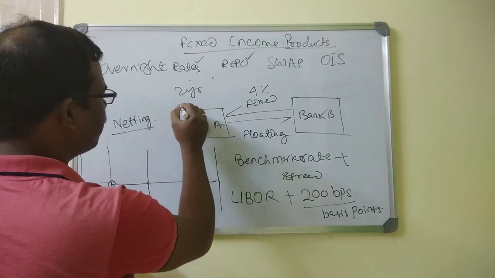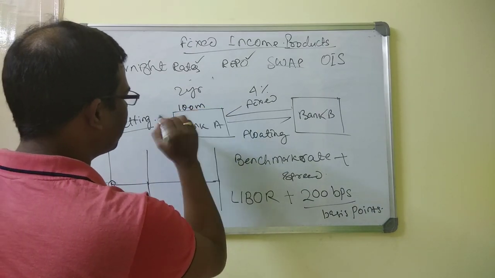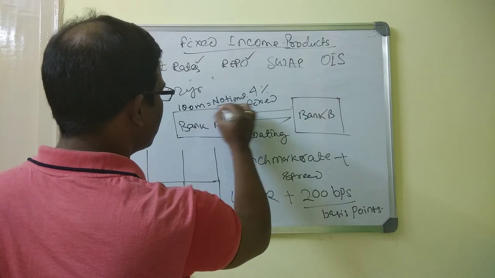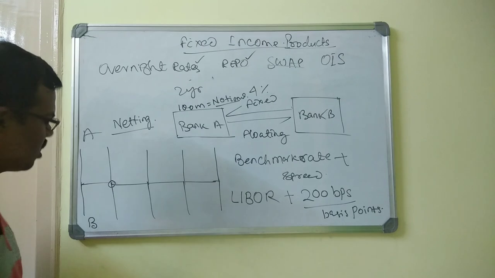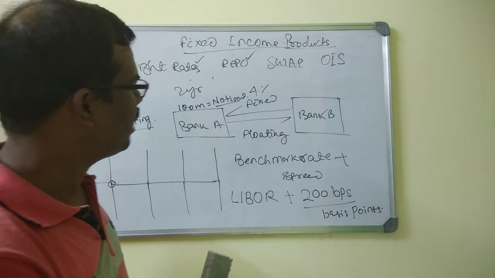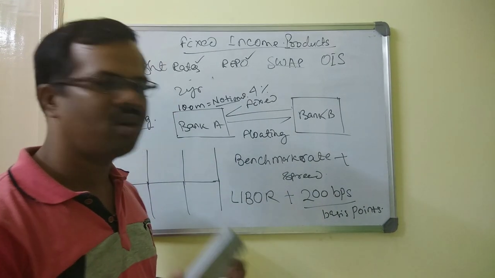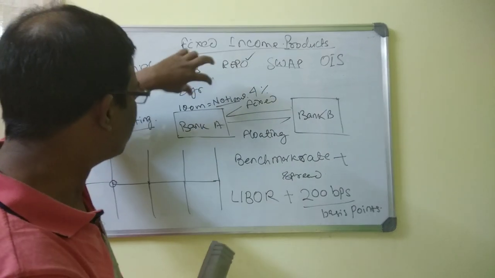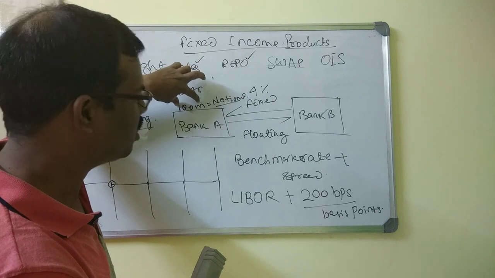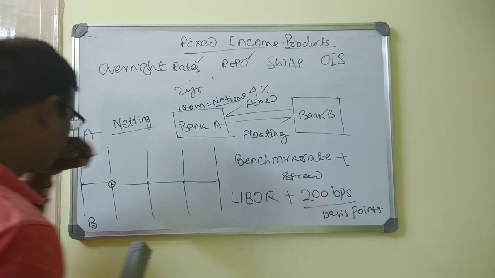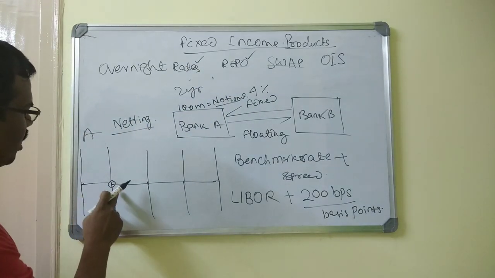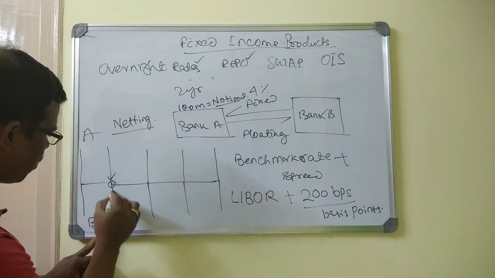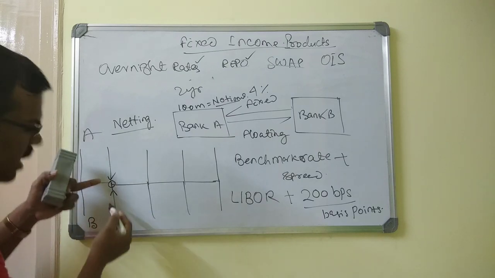Let us say this $100 million is called the notional amount, because this amount does not get exchanged. It is only used to determine how much interest has to be paid or received. So on 100 million, whatever interest A has to pay to B or B has to pay to A, they actually get netted among them.